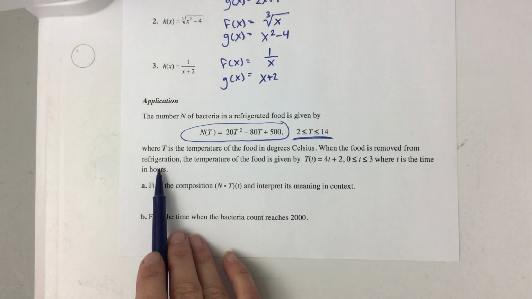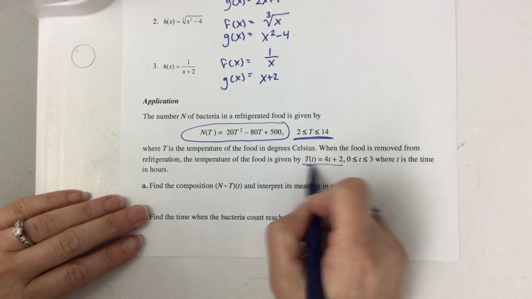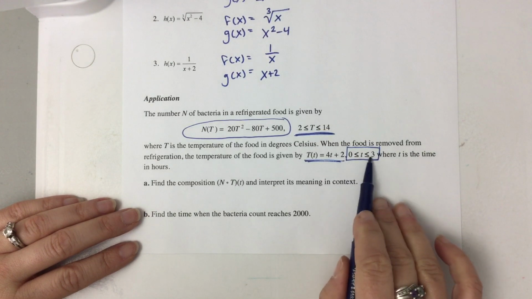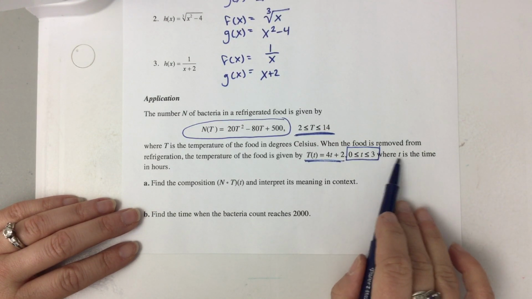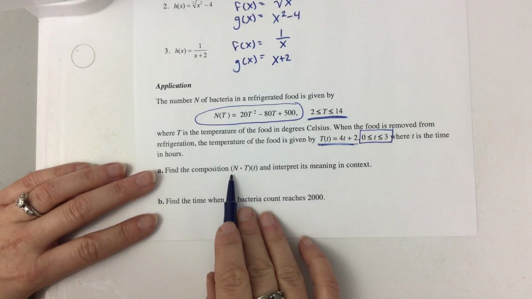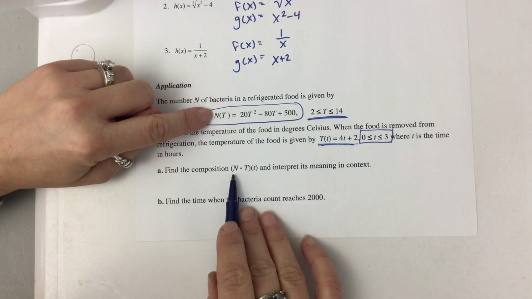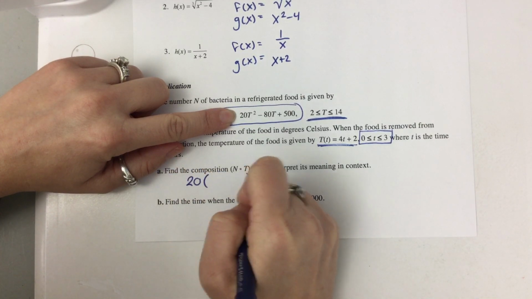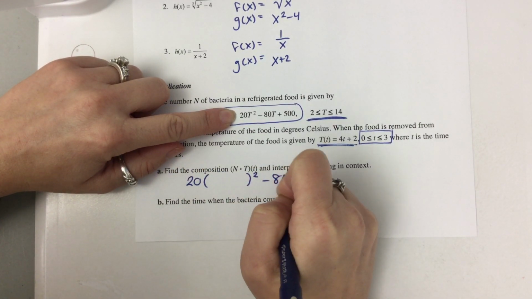When the food is removed from refrigeration, so let's say you're doing a holiday potluck and you put the food on the counter, the temperature of the food is given by this function, and it is accurate for 0 up to and including 3 hours, because T is time in hours. Find this composition. So we're taking N, that's the first one. So it's 20, wherever you have a variable, we are filling in a different function.